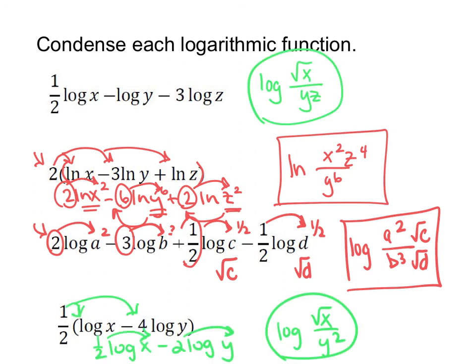And there you have it. The first one is log square root of x on the top and y times z on the bottom. And then the last one is log times the square root of x all over y squared.